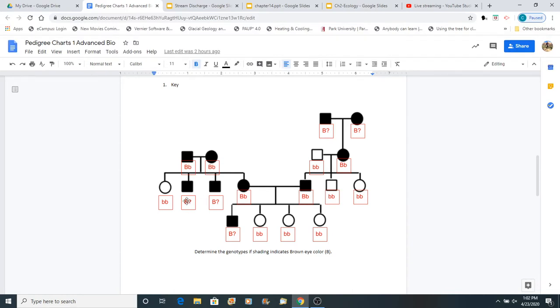Now, these two individuals right here, we look at them and go, hey, why aren't they big B, little b like the mom and dad? It is possible that dad could have donated the big B and mom also the big B.